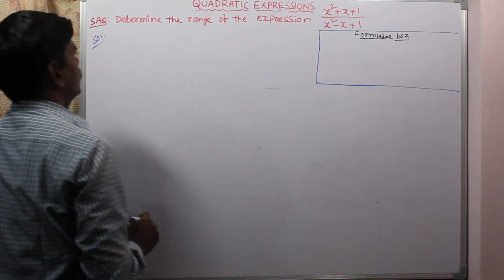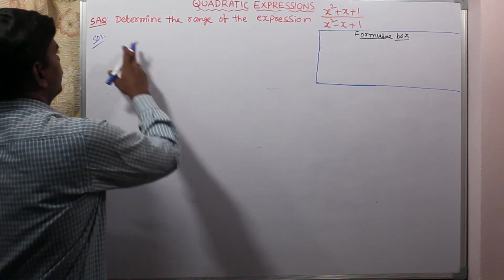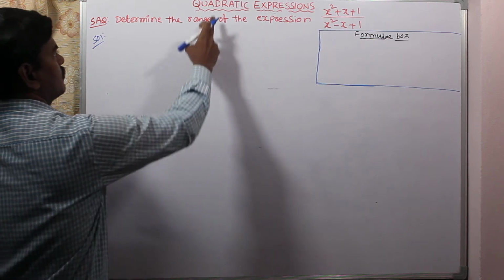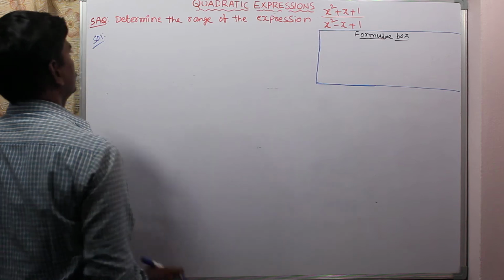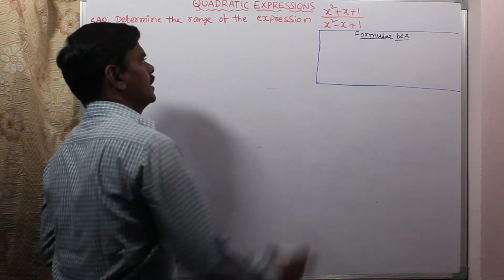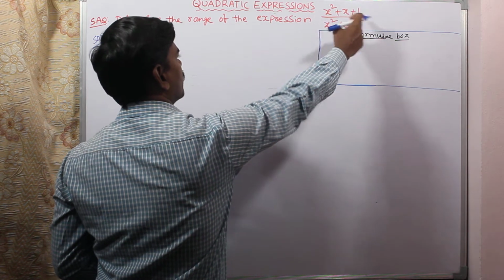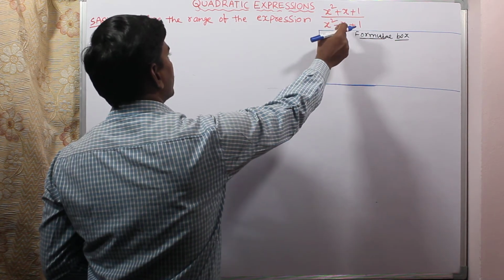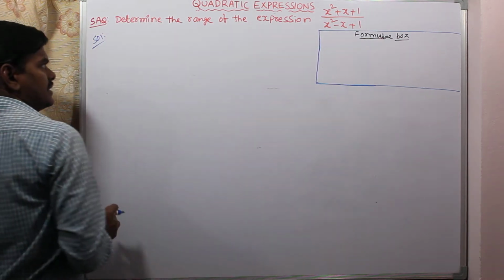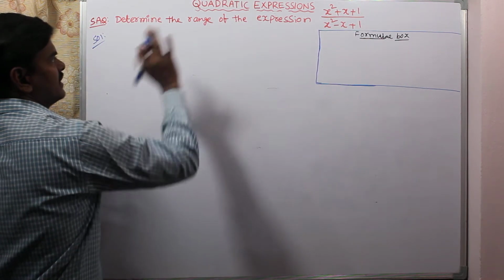Hello students, in this video we are going to learn one of the important short answer questions from the chapter quadratic expressions. Let us see the question. Determine the range of the expression (x square plus x plus 1) whole divided by (x square minus x plus 1). As I said, range problems are very important in this chapter.